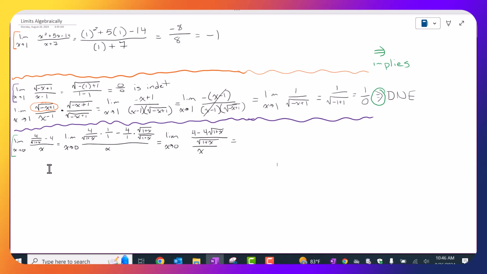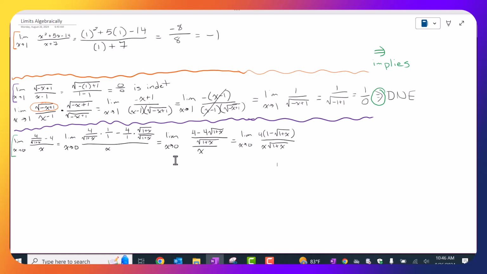Okay, and now we can simplify our denominator, and that's the easier one to simplify, in my opinion, because I just know that these denominators are going to end up multiplying. So we have x times the square root of 1 plus x. And if you look at our numerator, both of these terms have a common factor. So I can factor out a 4, and we get 1 minus the square root of 1 plus x.